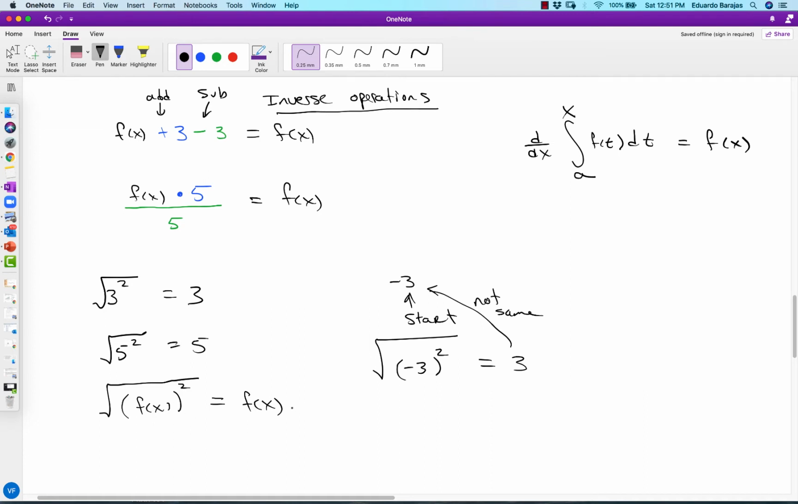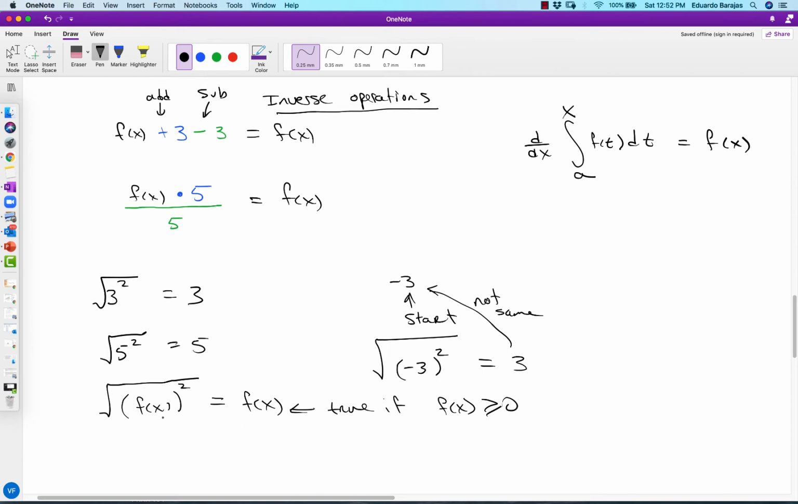So this is true if f of x is greater than or equal to 0. If f of x is greater than or equal to 0, then this is true. Yes, these two operations undo each other. We're happy, and it gives us that result.